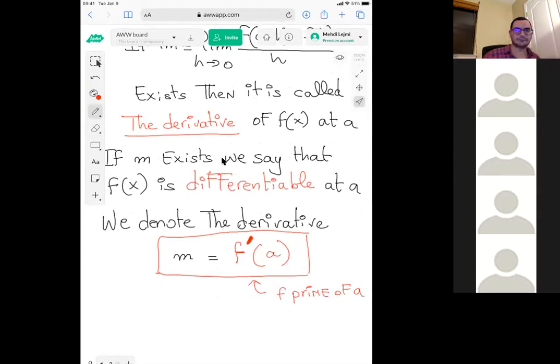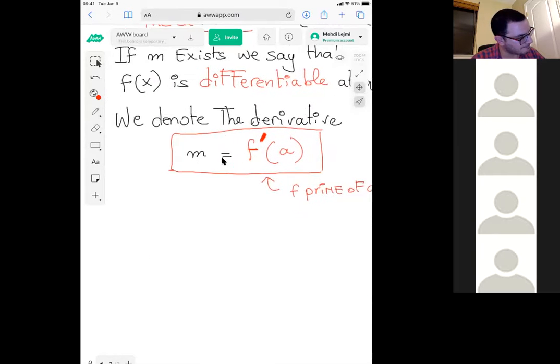Okay. All right. So let's compute a couple of derivatives. And again, the derivative is just this slope m, right? So let me give you a couple of examples.